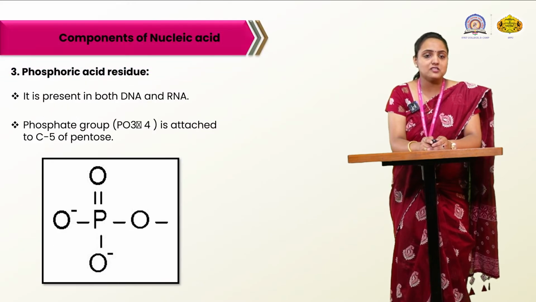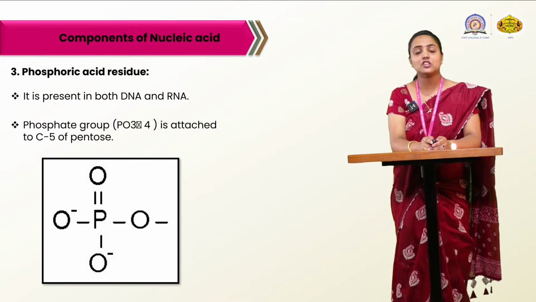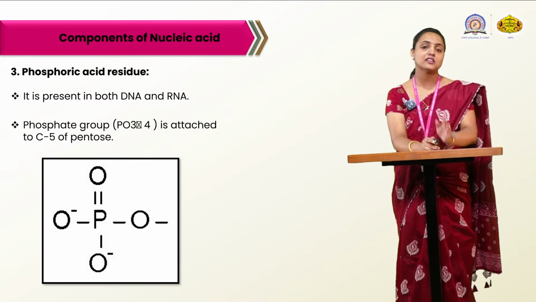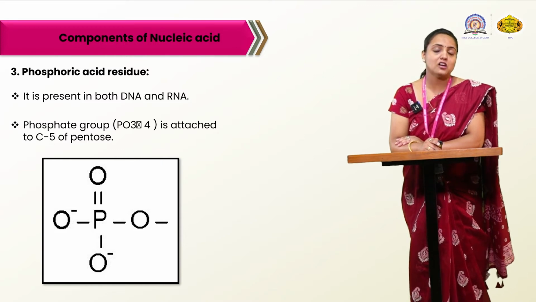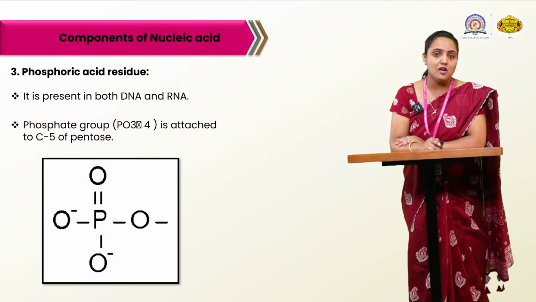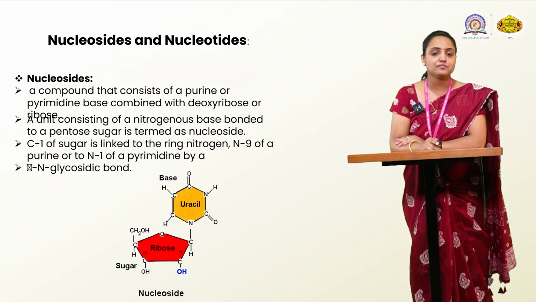The 3rd component is phosphoric acid. It is present in both DNA and RNA, and the phosphate and the sugar molecule are attached to each other by the phosphodiester bond, and they are the backbone of your DNA. The phosphate group is attached to the 5th position of the pentose sugar. It is a 5-carbon containing sugar, so it is called a pentose sugar. You can see the phosphorus molecule having PO4, that is 4 atoms of oxygen.